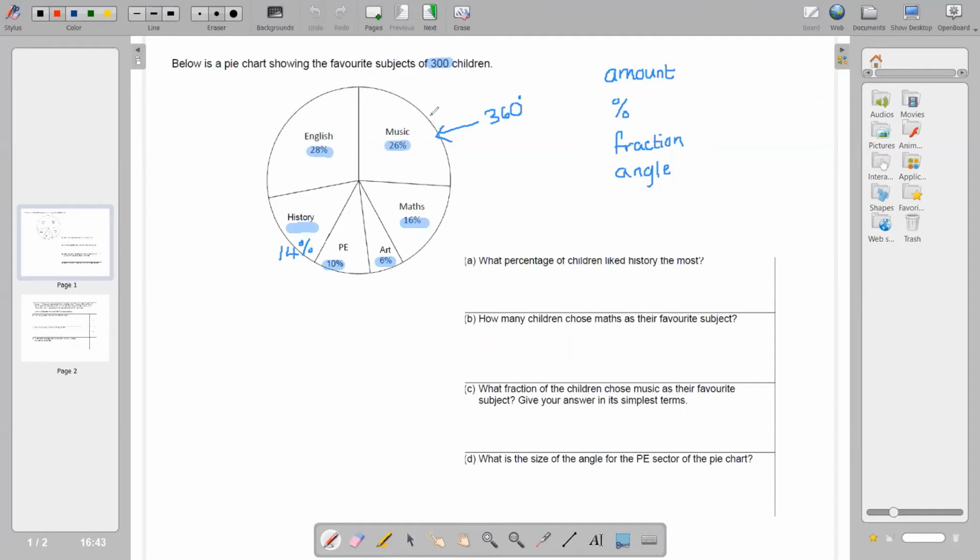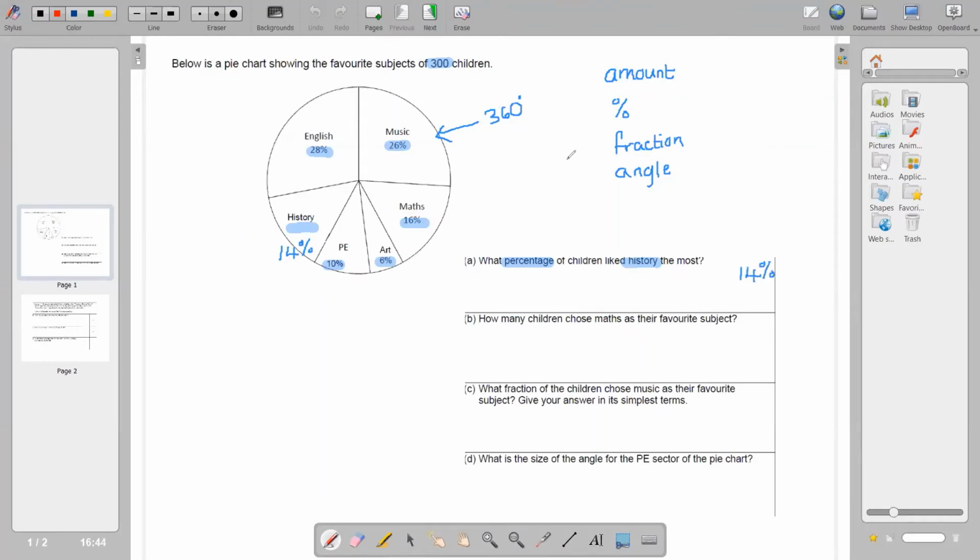So we've completed the pie chart, so every sector has the information in now, so we have the percentages for all the subjects. We can come over and have a look at the questions. So the first question is asking us, what percentage of the children liked history the most? Well, we've just worked that answer out, so it's there for us. So it's just a case of copying it over, and the answer would be 14%.